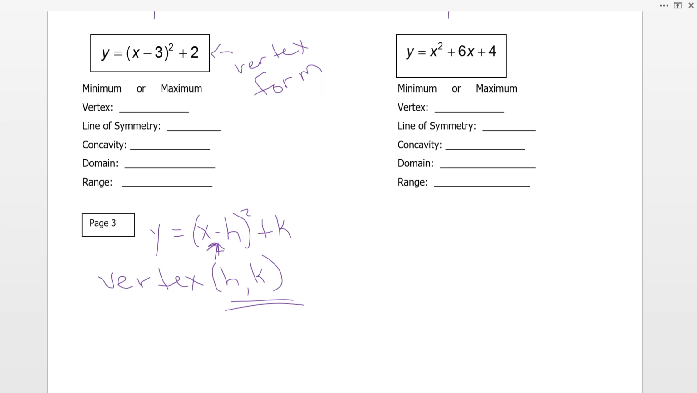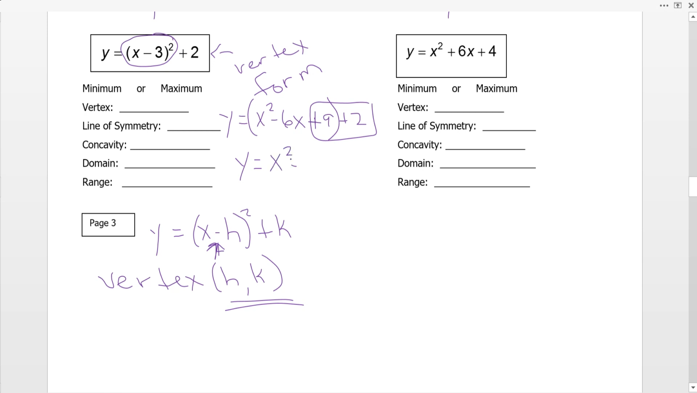So to solve the vertex form, we're going to do just what you would expect. We're going to expand, which is x squared minus 6x plus 9 plus 2, and then we put that plus 2 on the end. Here's my expanded version. I'm going to simplify and combine these two terms, so I'm going to end up with y equals x squared minus 6x plus 11.